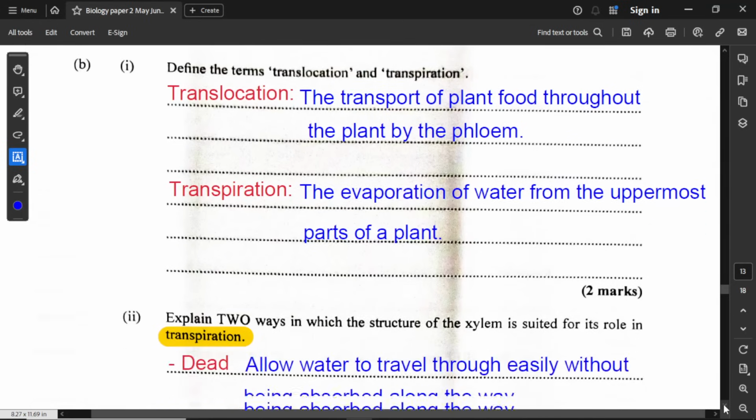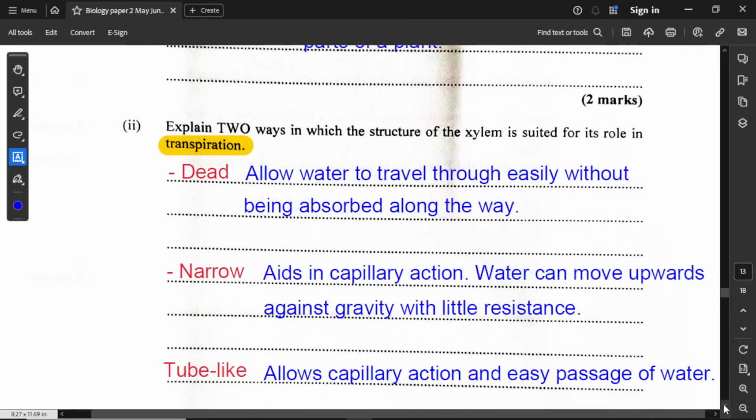All right, so part 2 here now, it said explain 2 ways in which the structure of the xylem is suited for its role in transpiration.